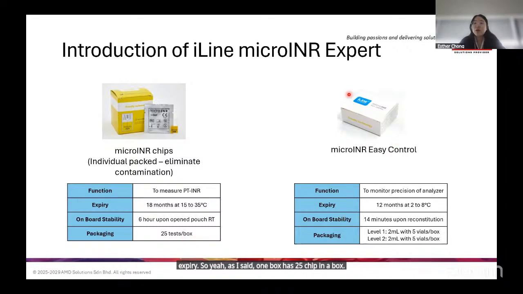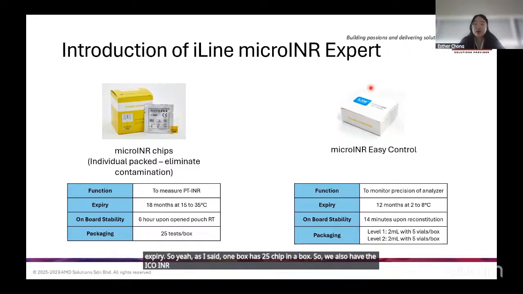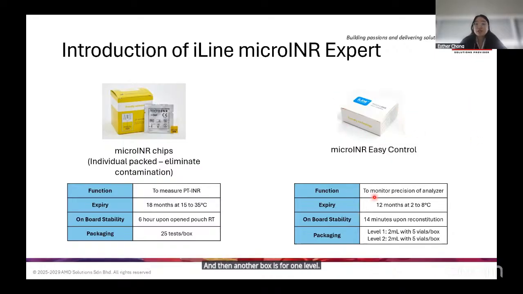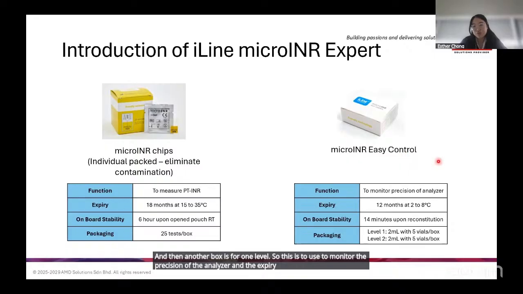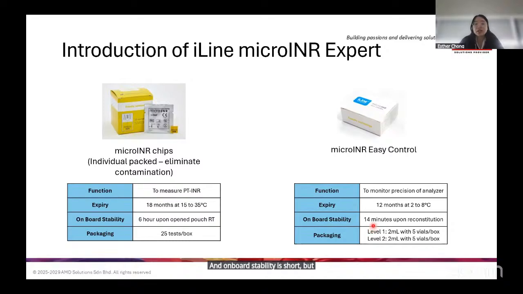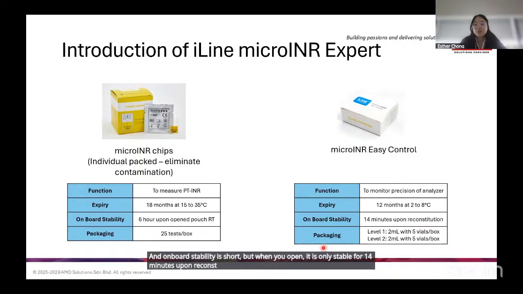We also have the Micro INR Easy Control, which consists of two levels, with one level per box. This is one level, and another box is for the other level. This is used to monitor the precision of the analyzer. The expiry of the Easy Control, which is the internal QC, is 12 months, stored at cold storage, 2 to 8 degrees Celsius. Onboard stability is short: once opened, it is only stable for 14 minutes upon reconstitution. For packaging, as said, we have level 1 and level 2, with 5 sets in one box.